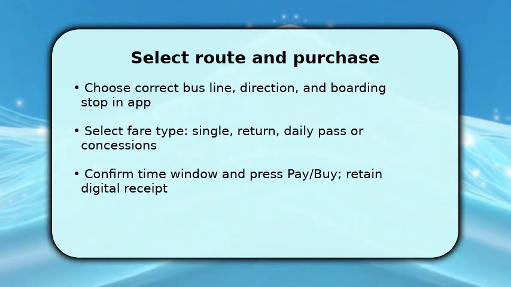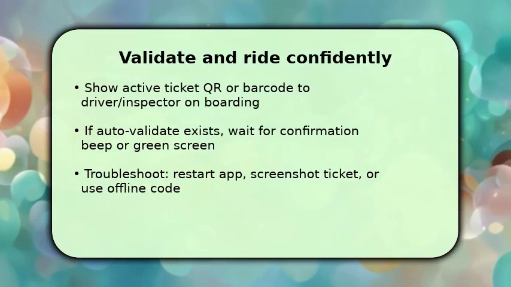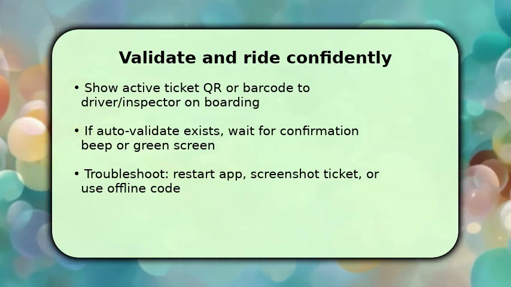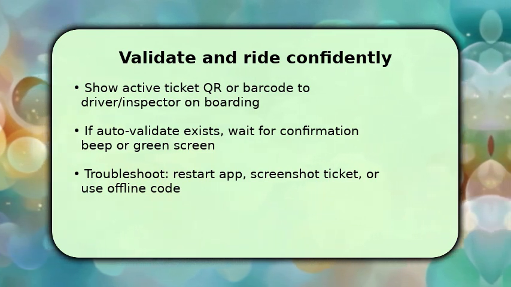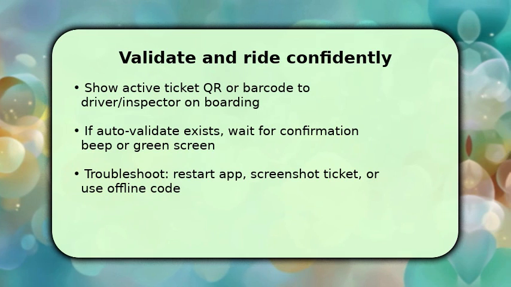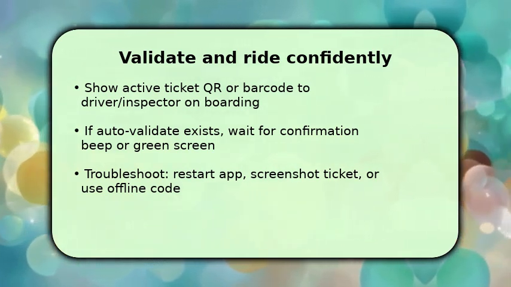When boarding, present your active ticket's QR code or barcode clearly to the driver or inspector. Hold the screen steady so scanners read it. If your app supports auto-validate, wait for the confirmation sound or green indicator before sitting down. Make sure screen brightness is up and keep data on in case validation updates.